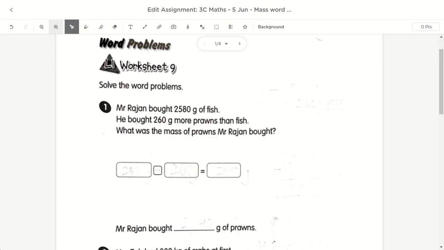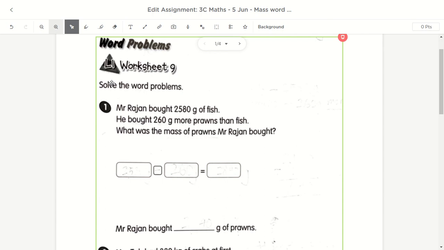Okay, so for today, for the last part of mass, we're going to tackle the word problems. Word problems, it doesn't matter whether it's length, mass, or volume, the way to tackle them is all the same. Read the question properly, use the RICE method, draw the models, solve it, and then check your units. So the flow of doing a word problem is the same regardless of the topic that you're handling.